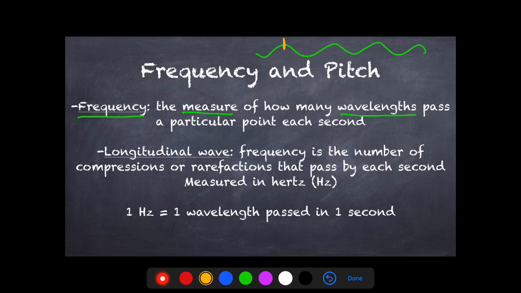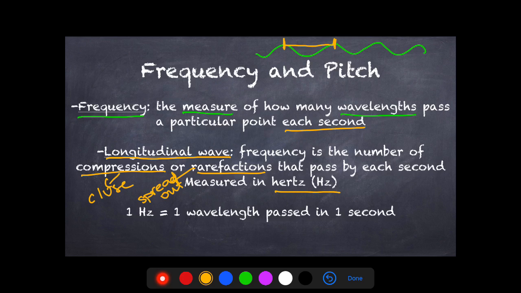Okay, so remember, if I have a wave like this, a wavelength is from here to here. So a frequency is saying how many of these wavelengths are going to pass through a particular point at each second. When we talked about longitudinal waves, we said that that was a sound wave. So the frequency of a longitudinal wave is the number of compressions, remember when they're super close together, or rarefactions, when they are spread apart, that pass by each second, okay?